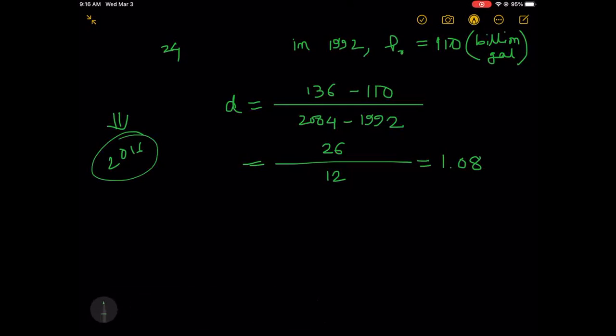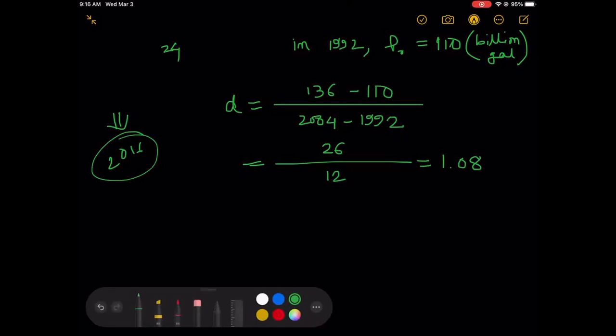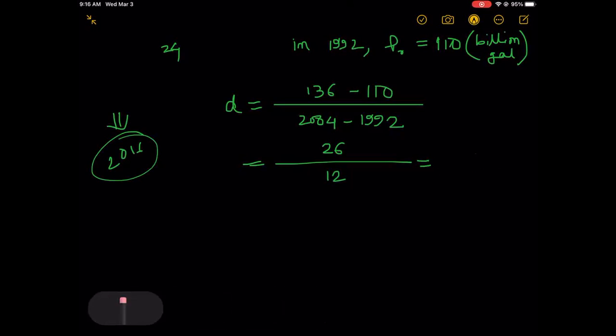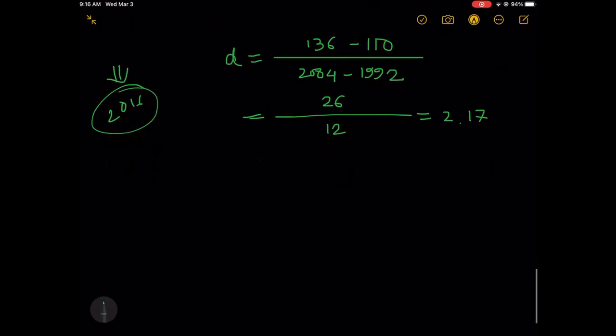Okay, so 26 over 12. Let's see, what's that? 26 over 12. So it's 2.17. Okay. And you can see it's not exactly what they have in the book, and that makes sense. Do you know why?